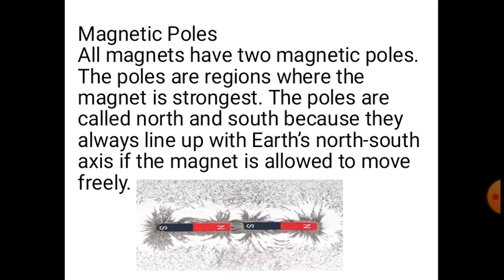Magnetic pole. A magnet has two magnetic poles. The poles are the regions where the magnet is strongest. You have the south pole and the north pole. Now take note, no matter how you break a magnet, there is always a south pole and a north pole. Okay?